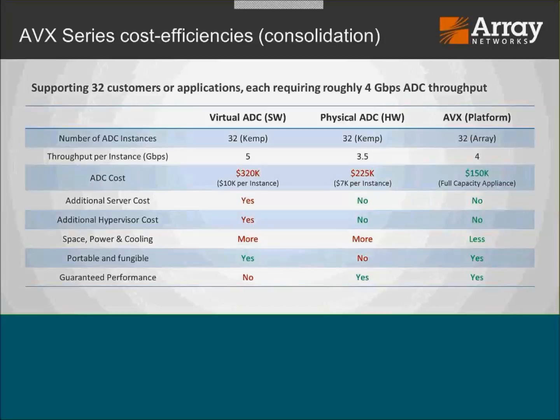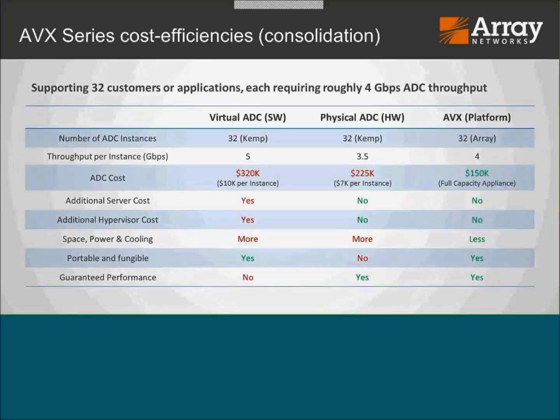Okay, let's look at the physical appliances again. In this case, a little bit less in terms of throughput, 3.5, but 7K per instance. So you're looking at 225K. You don't have any additional costs of servers, hypervisors, but you're taking up a lot of space, a lot of power, a lot of cooling. Not portable and fungible. Guaranteed performance? Yeah, pretty much. You got a dedicated appliance there. You know what you're getting.